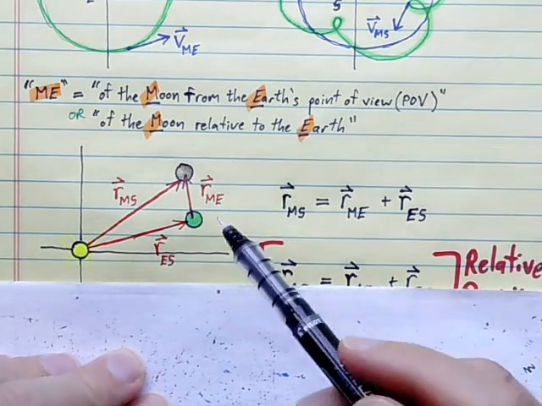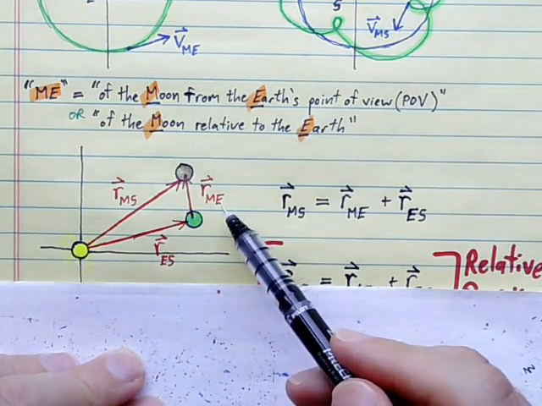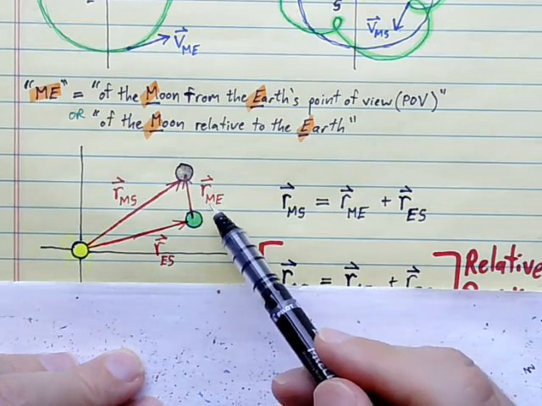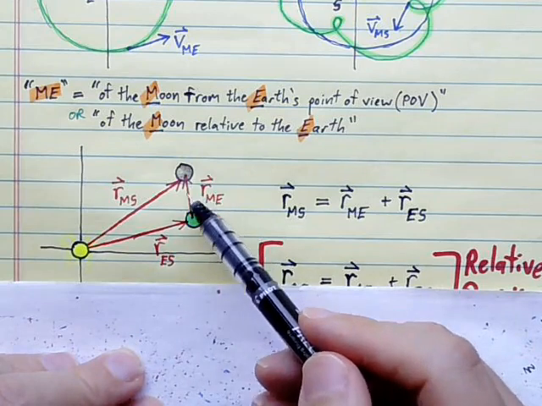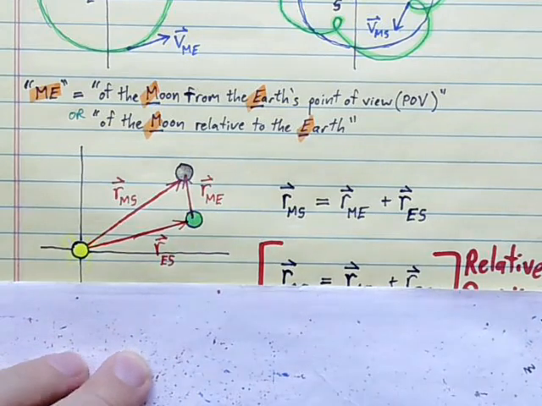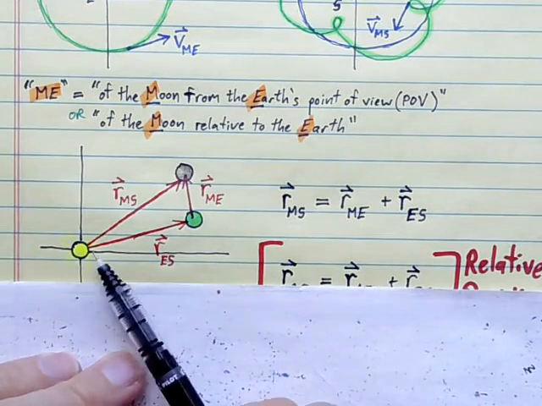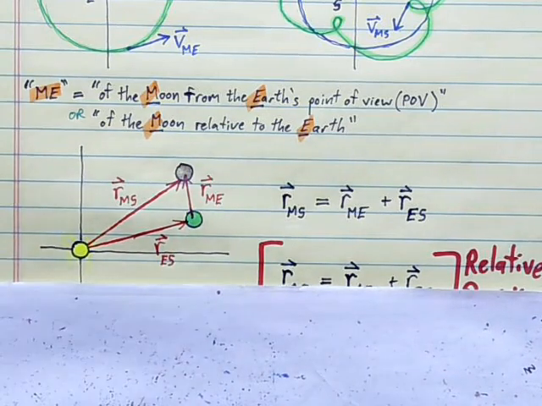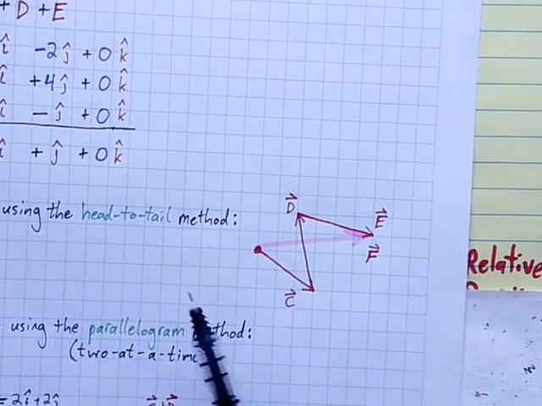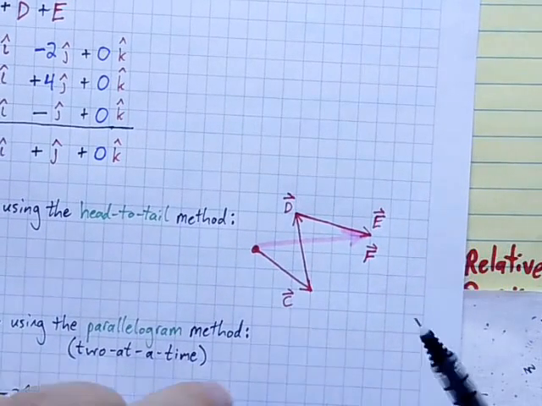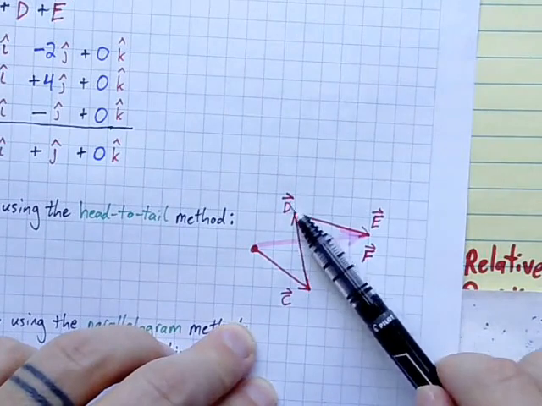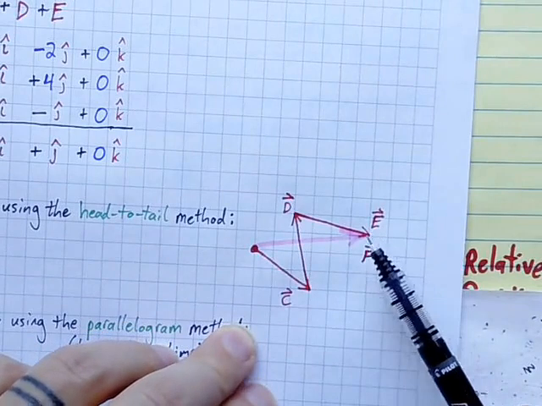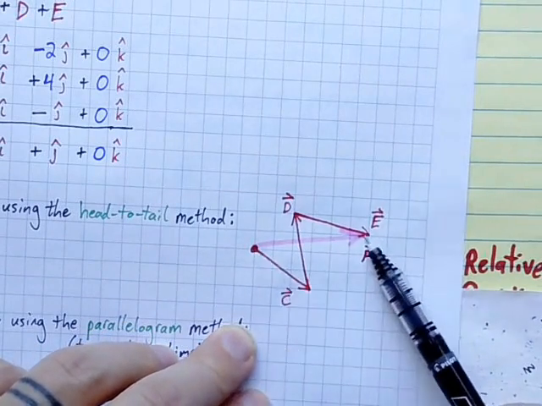Note that when we say relative to, the object that it is relative to, that's at the tail of the vector. Relative to the Earth means the tail of the vector is at the Earth. So we see that we've got three vectors that look like they're arranged in a way that suggests the head-to-tail method of adding vectors. When we have a chain of vectors chained up head to tail, then the sum of those vectors is a new vector that points from the very beginning of the chain to the very end of the chain.